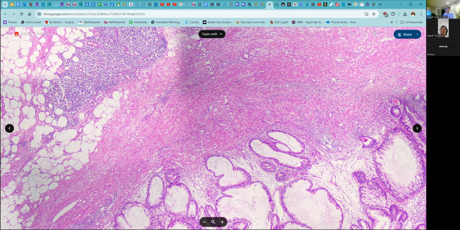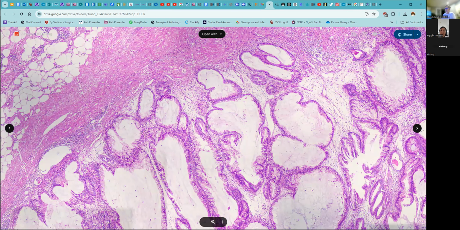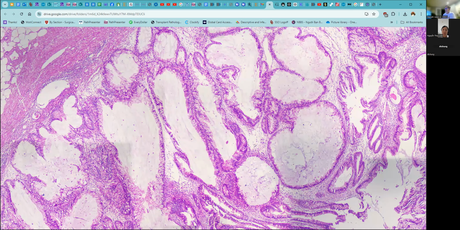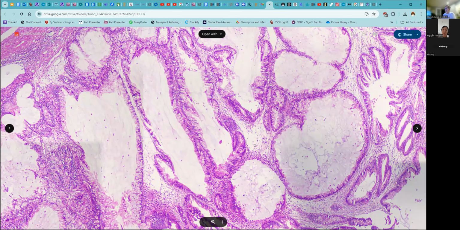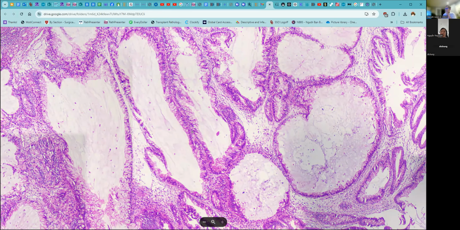Morphologically, this is smooth muscle. And then we have what looks like a very mucinous neoplasm with cystic spaces and a few goblet cell-like structures. So it has a sort of intestinal morphology almost.